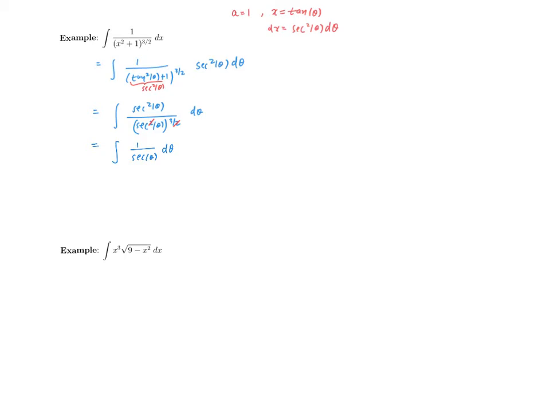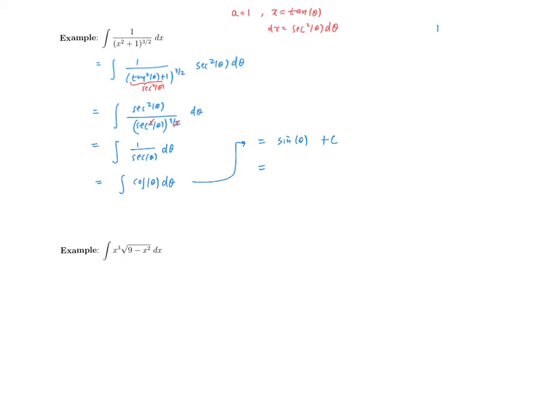And in order to integrate this, recall secant is 1 over cosine, which means 1 over secant is simply cosine. And very quickly, this has turned into a quite reasonable integral. Antiderivative of cosine is sine.